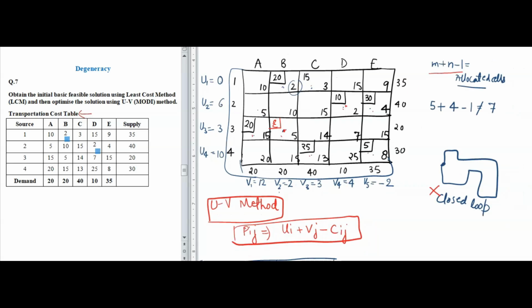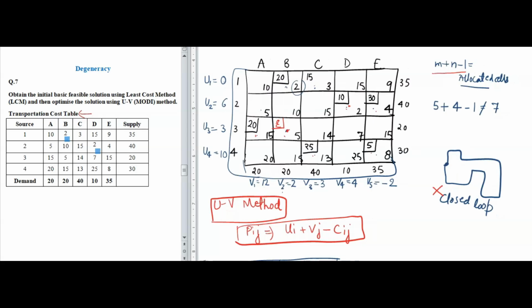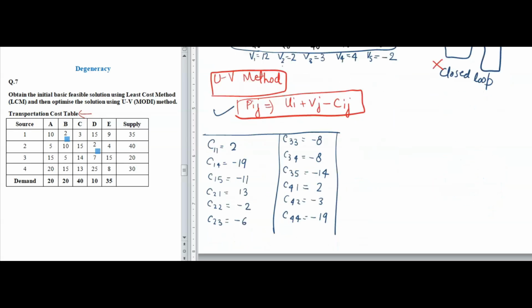So from here, I have calculated the U and V values by using the allocated cells. Now we have to find out the Pij values. The formula is Ui plus Vj minus Cij, using the unallocated cells. Here you can see all Pij values I have calculated. We have to check all Pij should be less than or equal to 0. But here we can see two positive values, 13 and 2. Out of which we have to take the maximum positive value, that is 13.